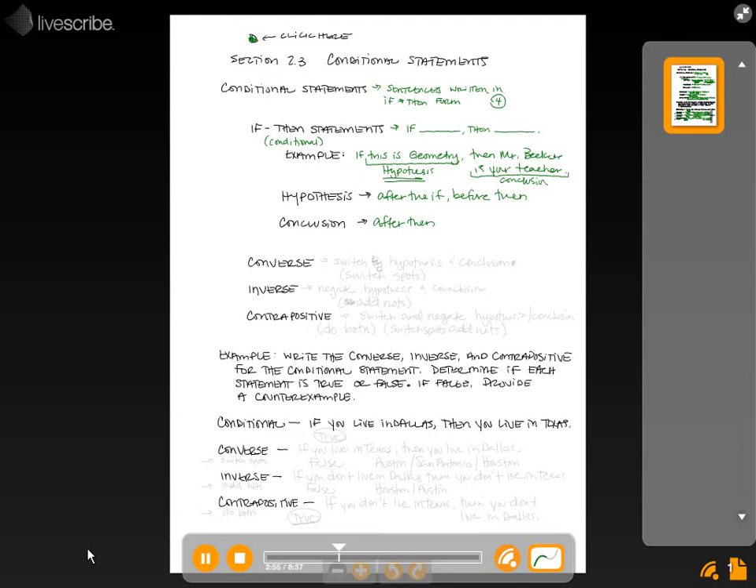Now, the converse, inverse, and contrapositive, they are the other conditional statements. And they're all based off this first if-then. In the converse, you switch the hypothesis, and I totally misspelled hypothesis there, and conclusion. They change places. And I'm going to refer to that as switch spots. Okay, that's my short hint. If I say switch spots, that means it's the converse.